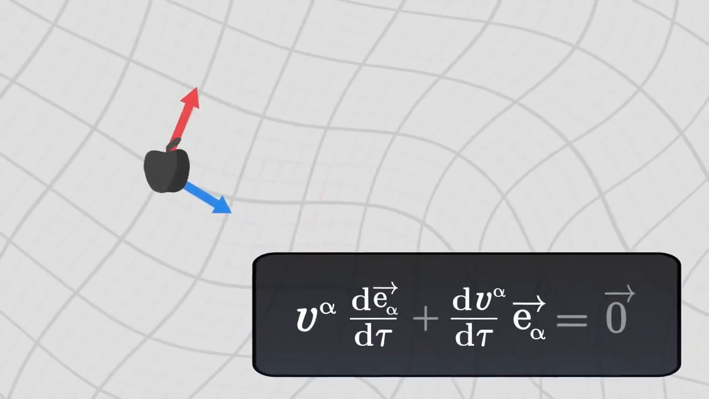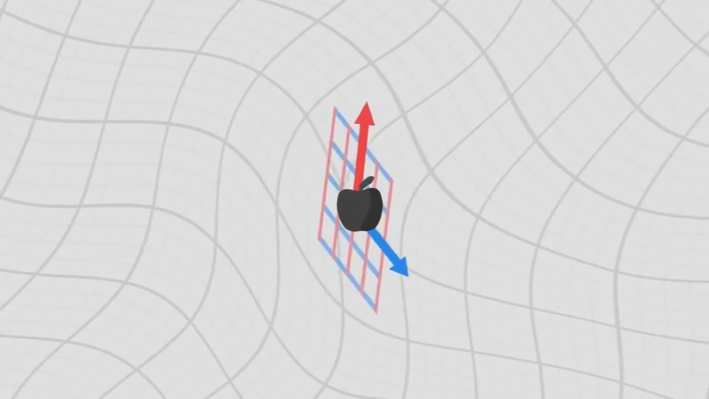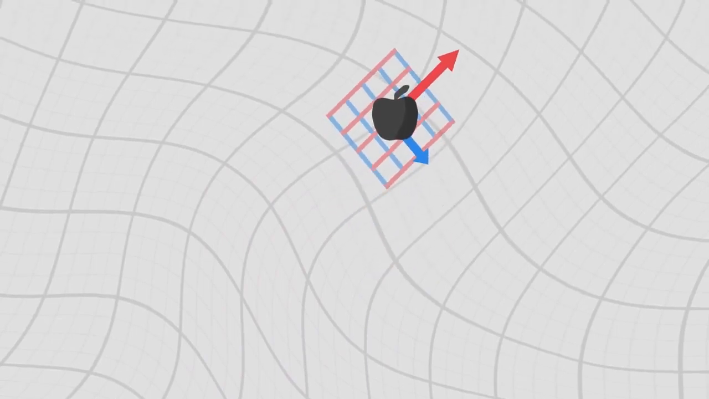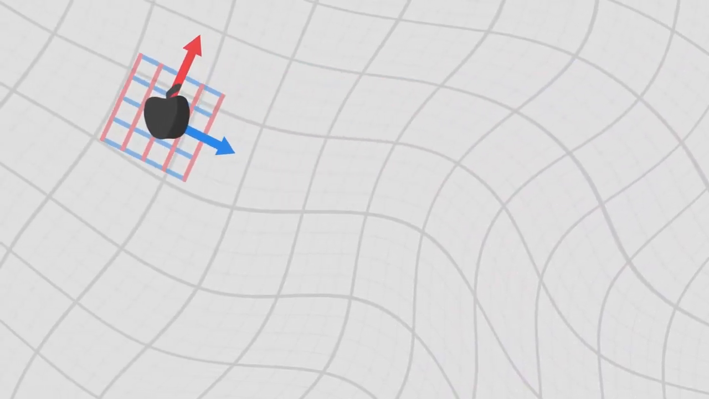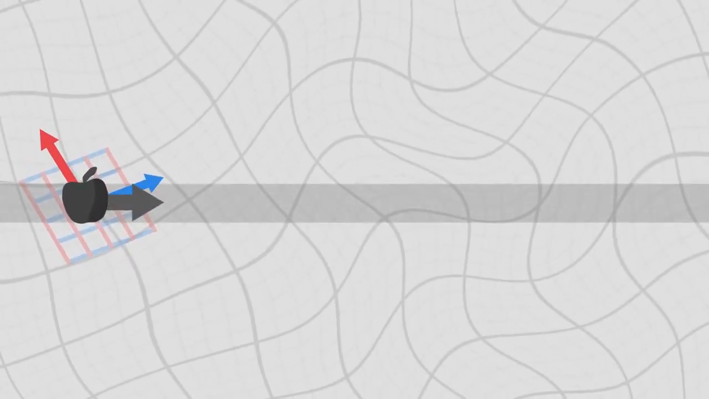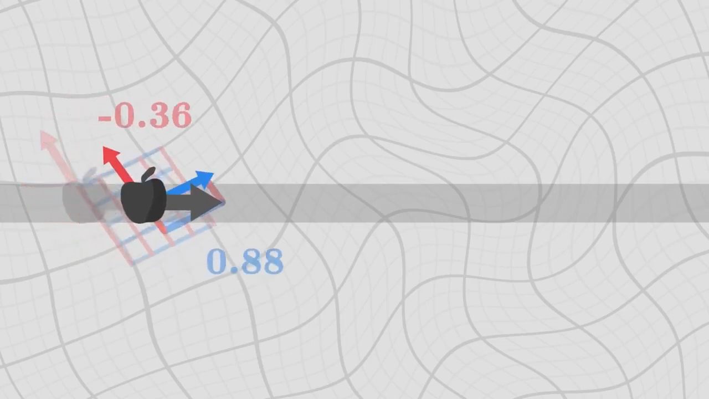The basis vectors can indeed vary throughout the trajectory, because the grid that we choose as our coordinate system can very well be irregular. Although the vector remains the same as a geometric object, its components on the grid can vary as the apple moves.